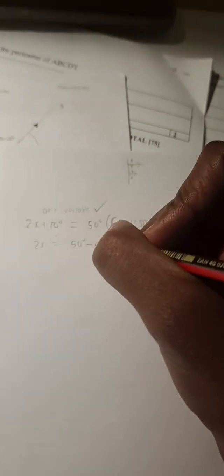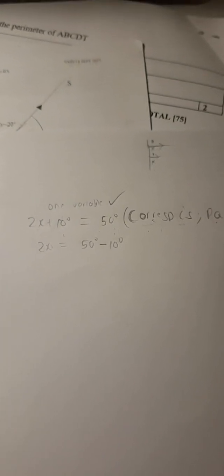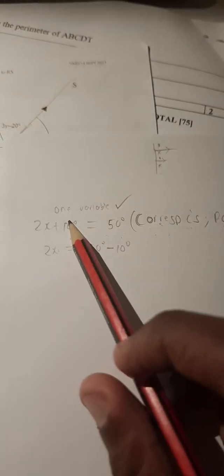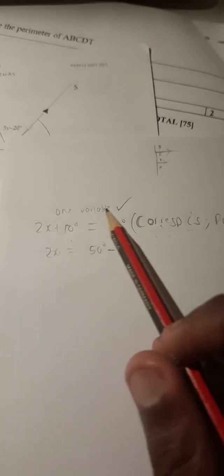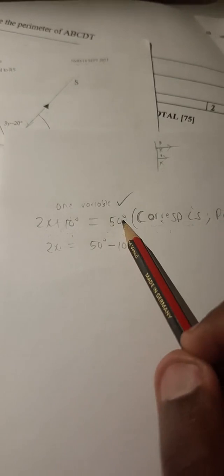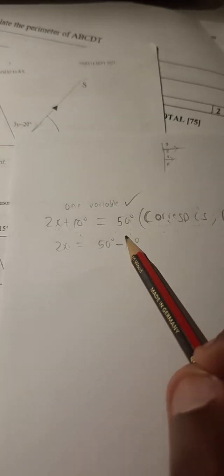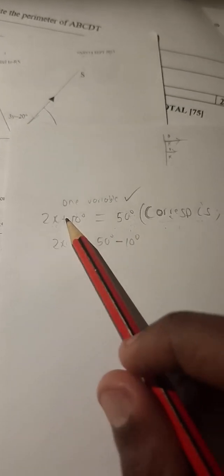Let's solve then. 2x is equal to 50, transpose plus 10. You transpose, you become negative 10. When you cross over, your life changes. It never is the same. Plus 10 becomes minus 10. Then 50 minus 10 gives us 40.